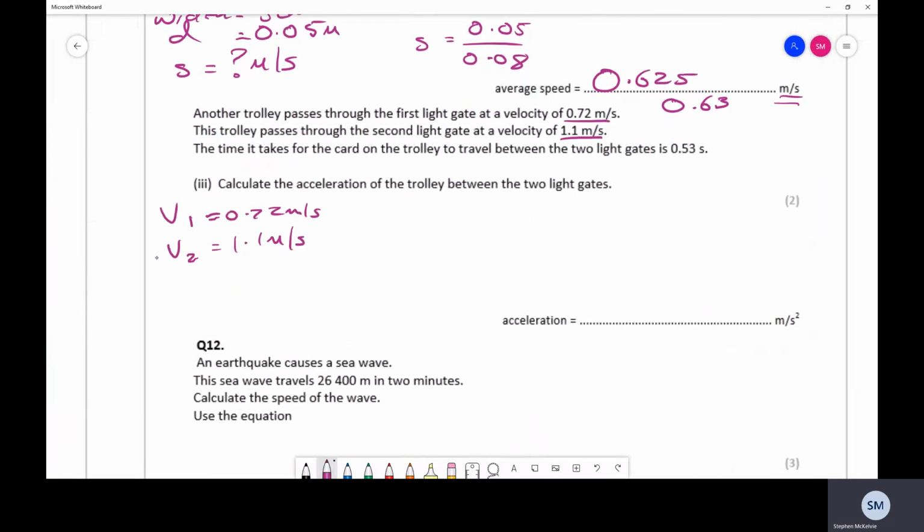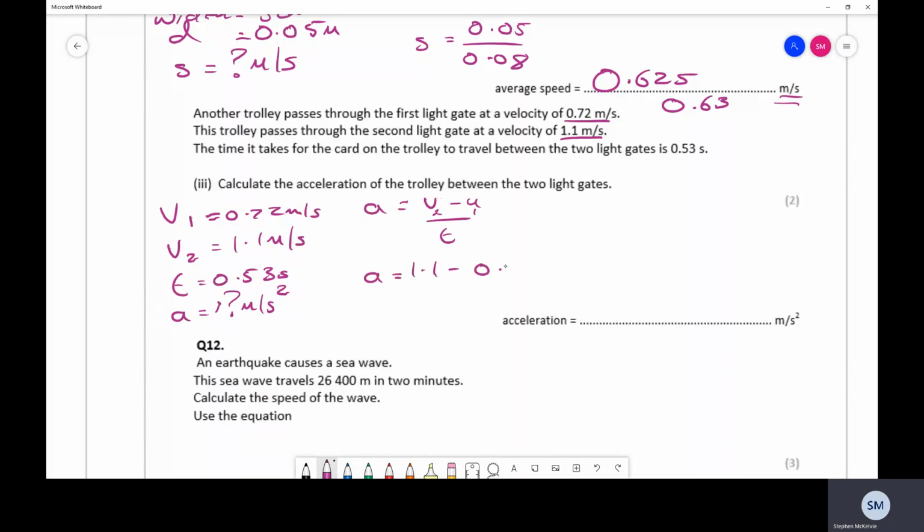The time it takes for the car and the trolley to travel between the two light gates is 0.53 seconds. So I'll say that my time is equal to 0.53 seconds. Now it's asking me to calculate the acceleration, in meters per second squared. What equation links v1, v2, t, and a? None. But there is an equation that says acceleration is equal to v minus u divided by t. The end velocity, or the second velocity, minus the start velocity, or the first velocity, divided by the time taken.